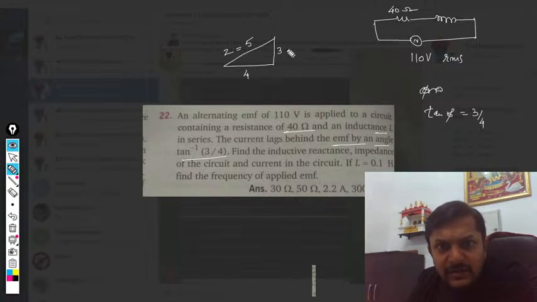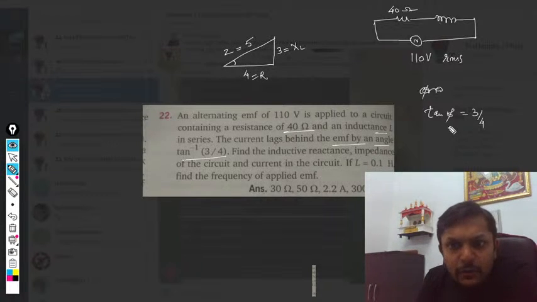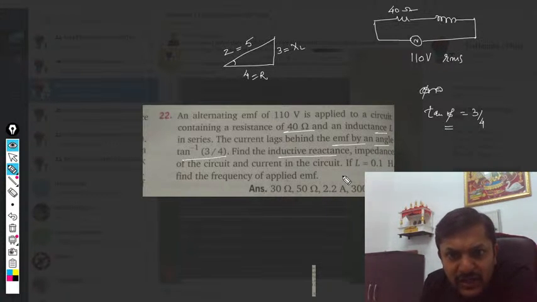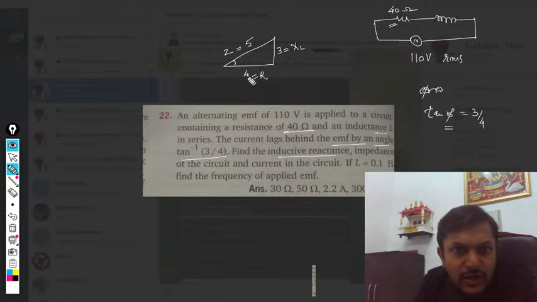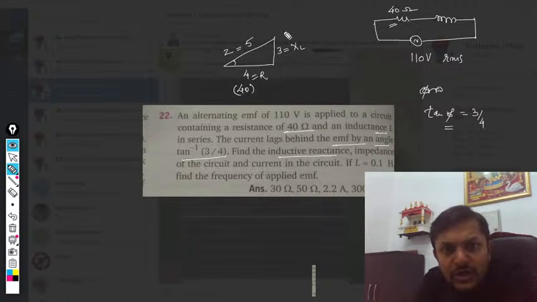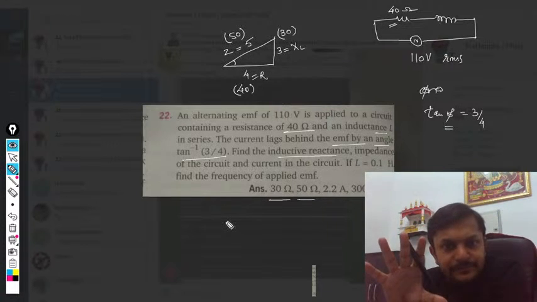So this will be Z, this will be XL, and this will be taken as R in the ratio. So this is the impedance triangle, phi is already given to you. Find the inductive reactance, impedance and others in the circuit, and if L is this, find the frequency. So here we have to find all these factors. First, it is in ratio, and the resistance is given as 40. So if the 4 becomes 40, then this should be 30 and this should be 50. So you have the answer: 30 ohms and 50 ohms. So both these things are clear.